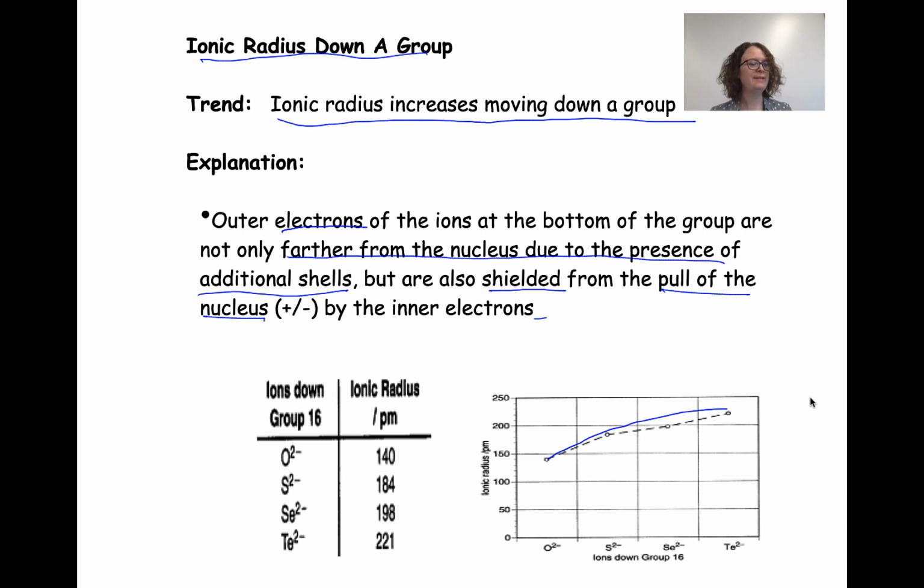Okay, so that's it for this lesson. We can take a look at trends on the periodic table. Atomic radius as we go across a row is going to decrease. As we go down a column, it will increase. And the same is true for ions. As we go across a period, ionic radius will decrease, and as we go down a column, ionic radius will increase. Good job today. See you next time.